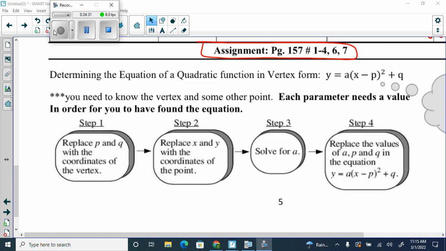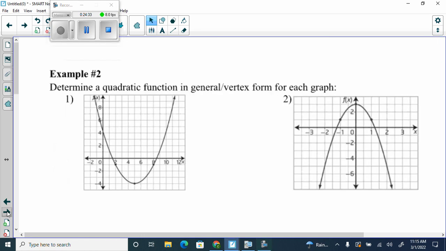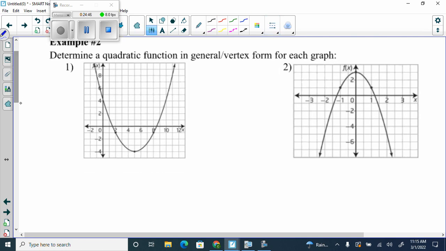So what the heck does that mean? So we're going to go over here. If it asks for you to determine an equation, a quadratic equation, it doesn't matter what quadratic equation it asks you to find, you will always put it into this form, vertex form. So you will always have y equals a(x minus p) squared plus q. That is the form you will always put it into. Even if I ask for an equation in standard form from a graph, you still have to put it into vertex form every single time. Okay?